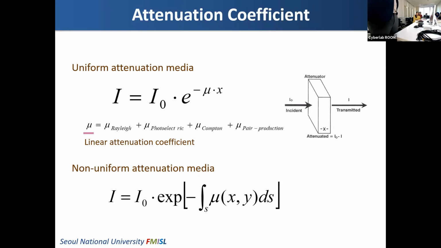If we have a material with a uniform attenuation coefficient and known thickness, we can calculate this relationship. But usually the imaged object doesn't have a uniform attenuation coefficient. So for non-uniform attenuation media, we can replace this part with the integral of mu that depends on the position. This is a very simple formula for attenuation.